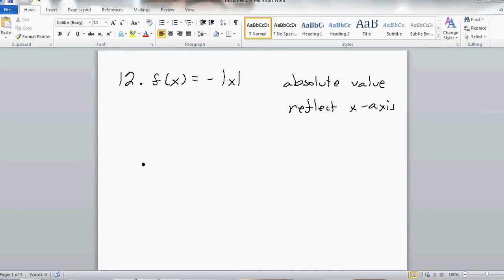So absolute value, if we remember, first of all, looks like a V, and the points would be (0, 0), (1, 1), (2, 2), (-1, 1), (-2, 2), and we know it's going to be in the shape of a V. But we have to reflect each one of these over the x-axis. Reflect this over the x-axis, we get there. There, stays right where it's at. Reflect this over the x-axis and reflect that over the x-axis. And so what we get is the inverted V, or negative absolute value of x.